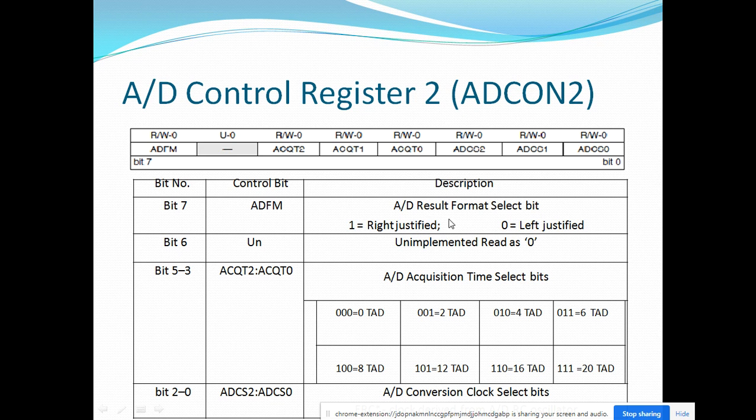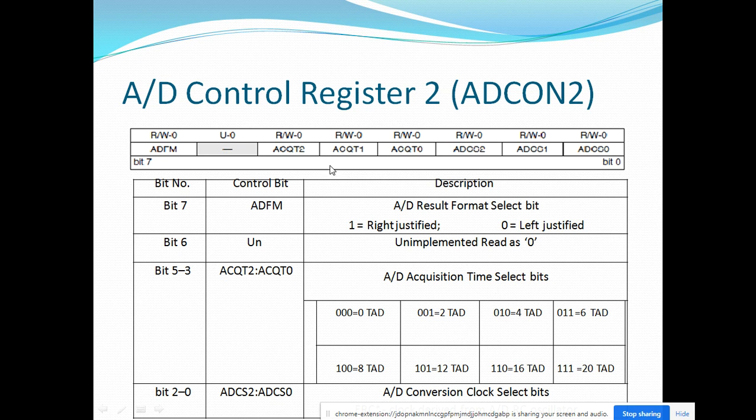This is the A/D result format select bit, or simply the ADC result format select bit. If I write 1 to this, it selects right justified, and 0 selects left justified. What it means we will see in a few minutes.